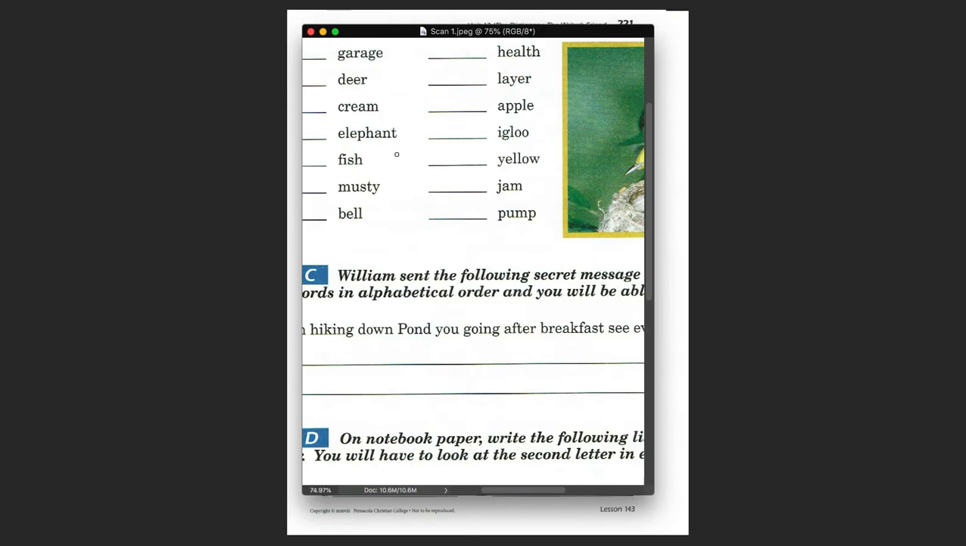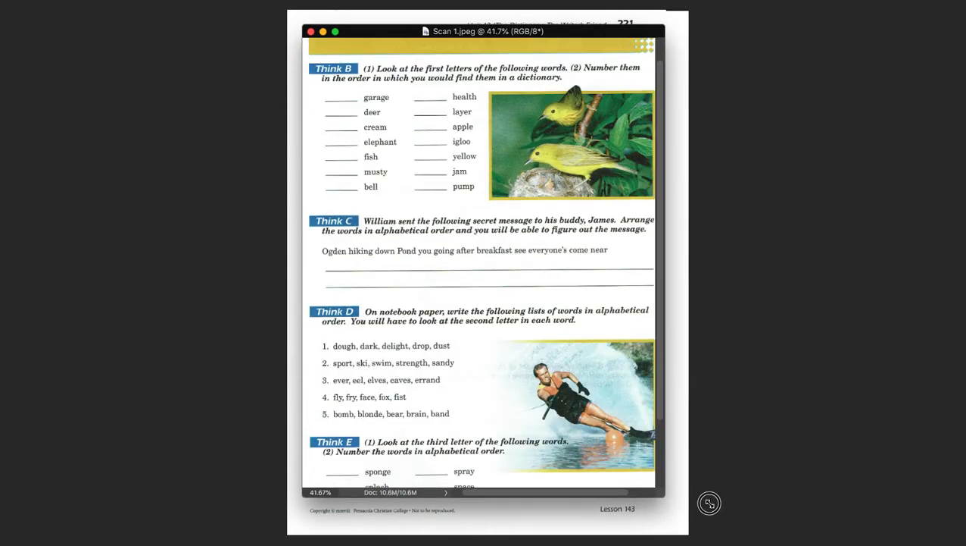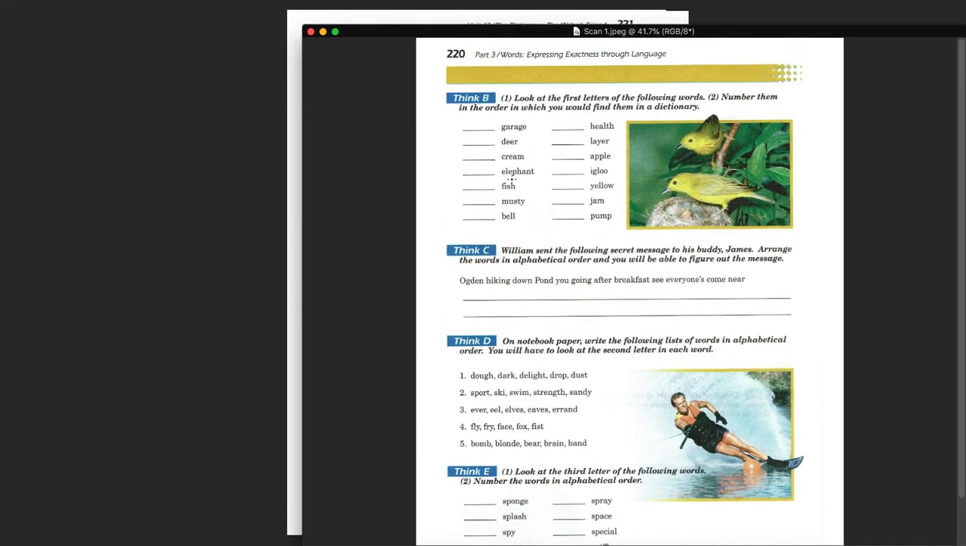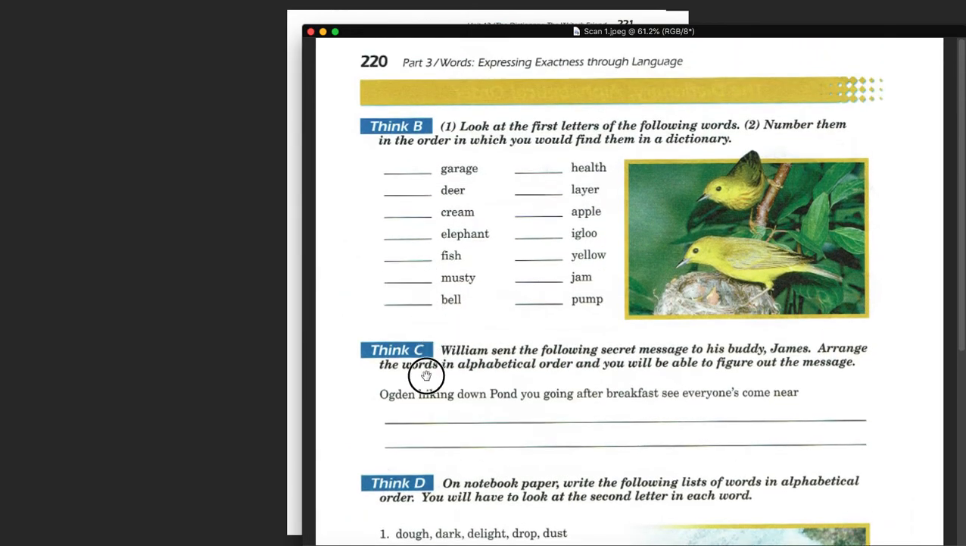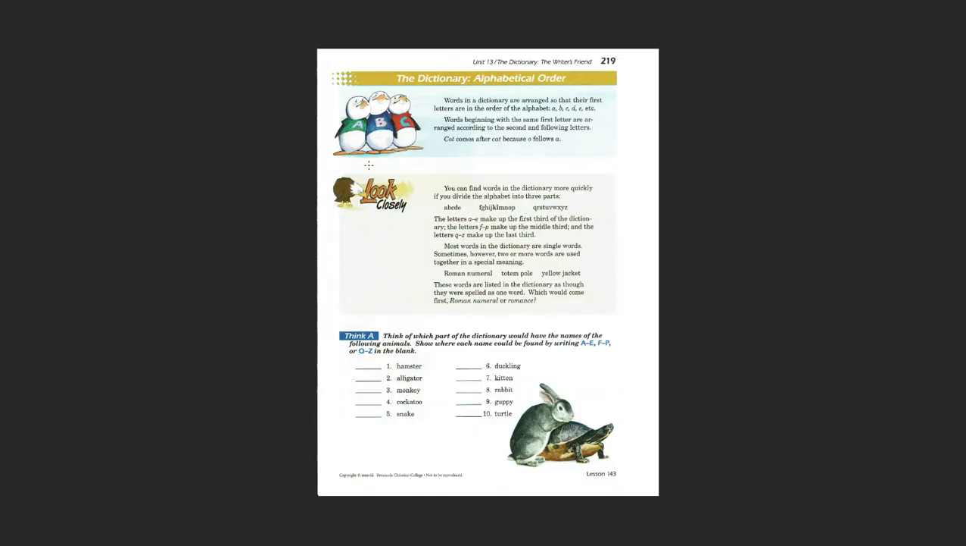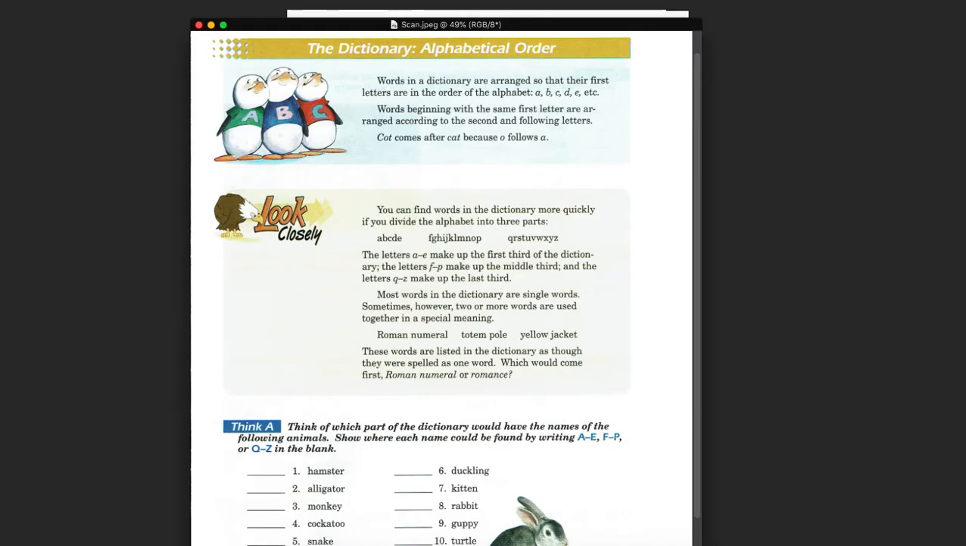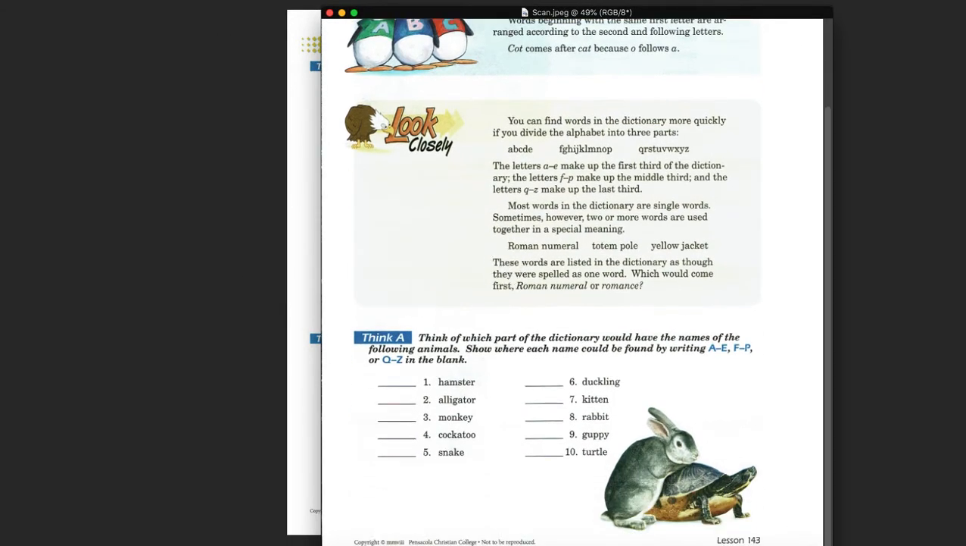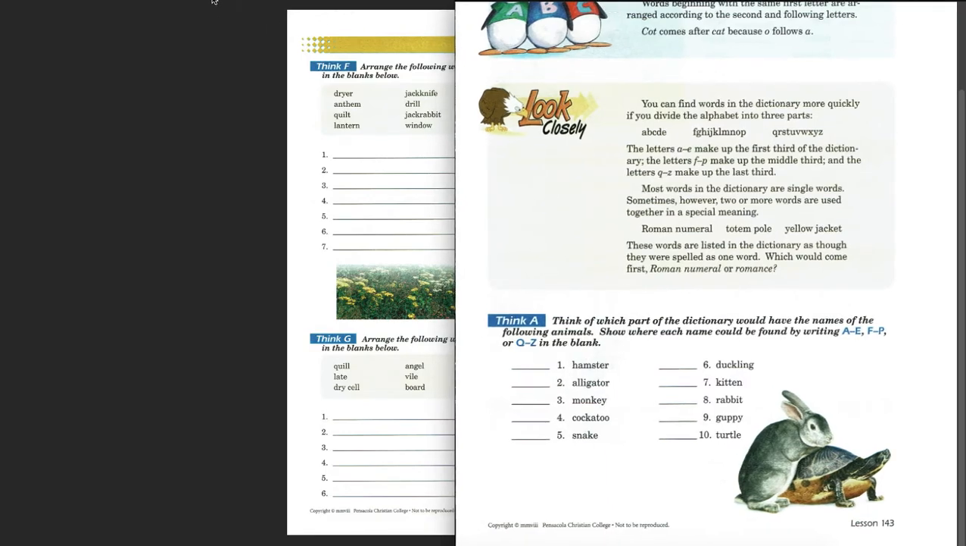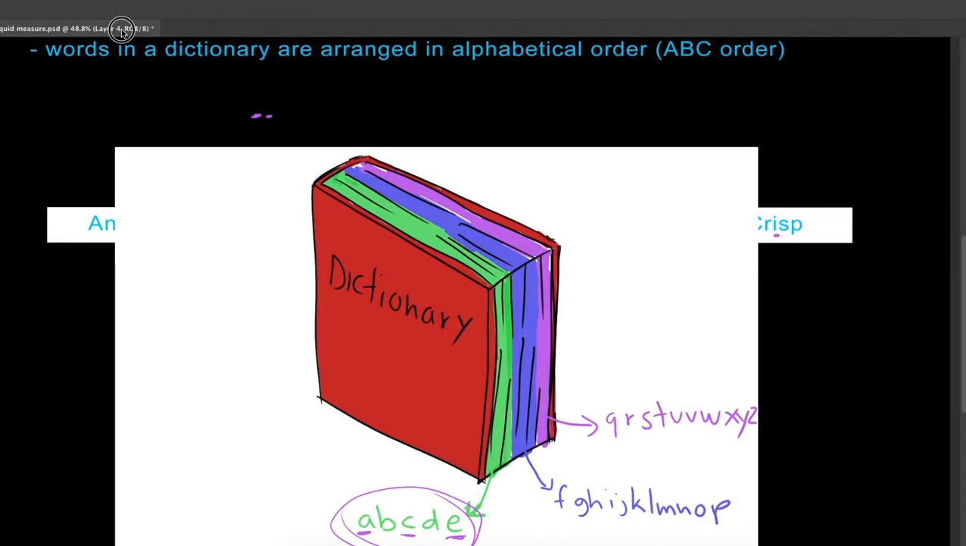So let's see, think B. Oh, sorry, this is the first page. All right, so think A says, think of which part of the dictionary would have the names of the following animals. So show where each name could be found by writing A through E, F through P, or Q through Z in the blank. So let's go back to this one here.